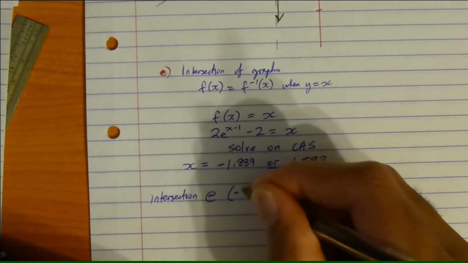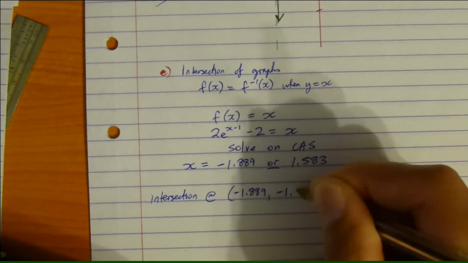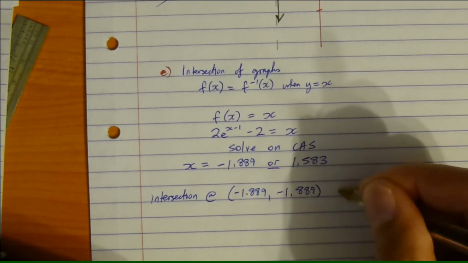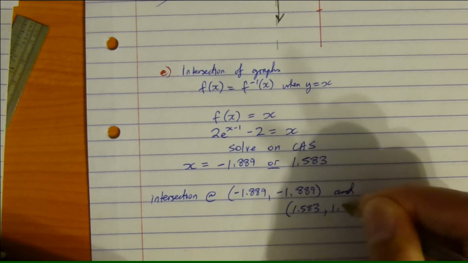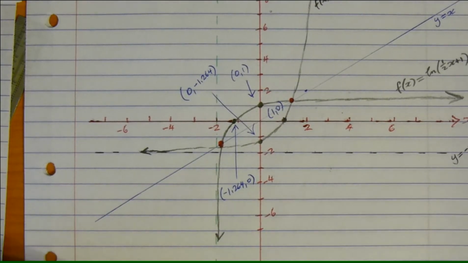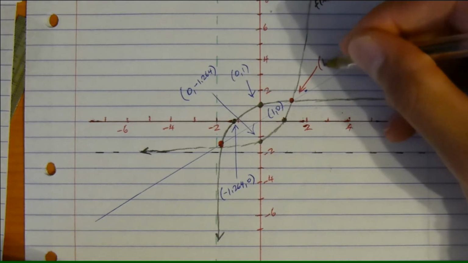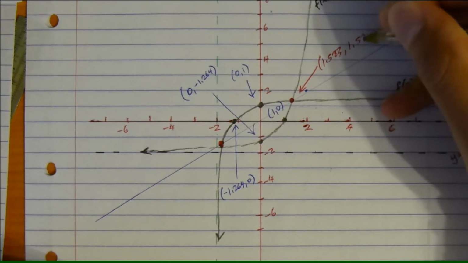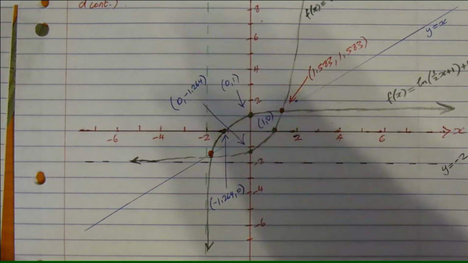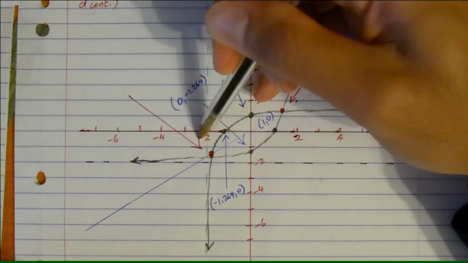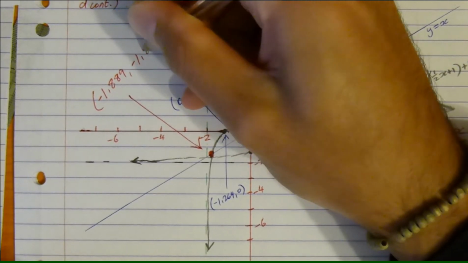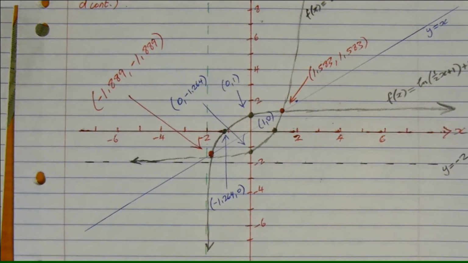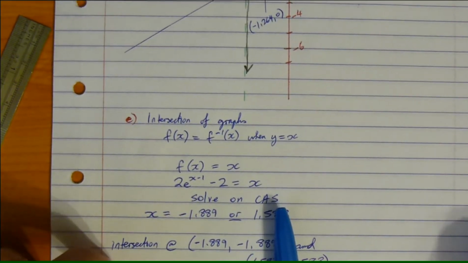So it's the coordinates match, so we're negative 1.889, negative 1.889 and 1.583, comma 1.583, and if I come back up here, that's exactly those 2 points here. 1.583, 1.583, and in here, negative 1.889, comma negative 1.889. Okay. Now that is finally the end of the question.